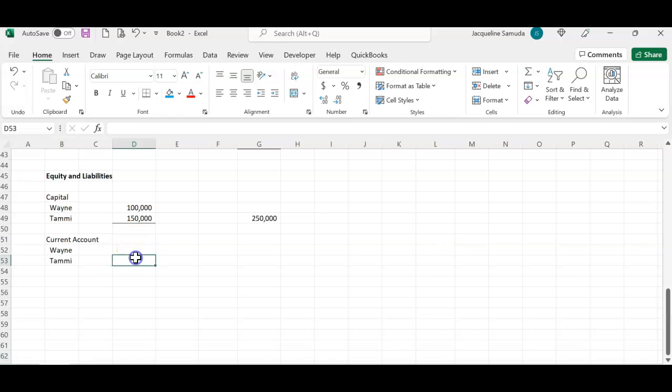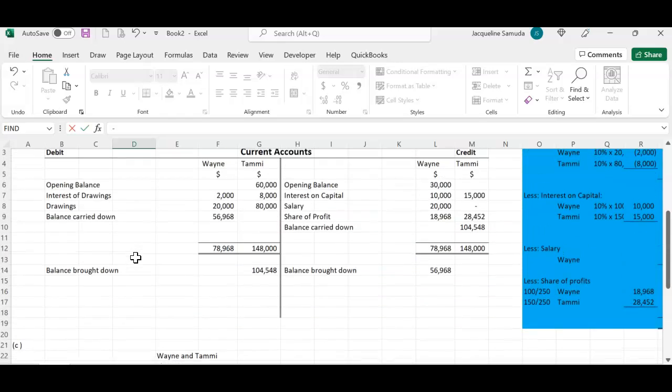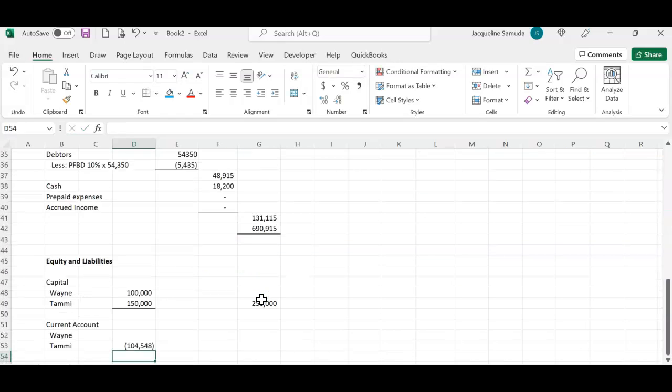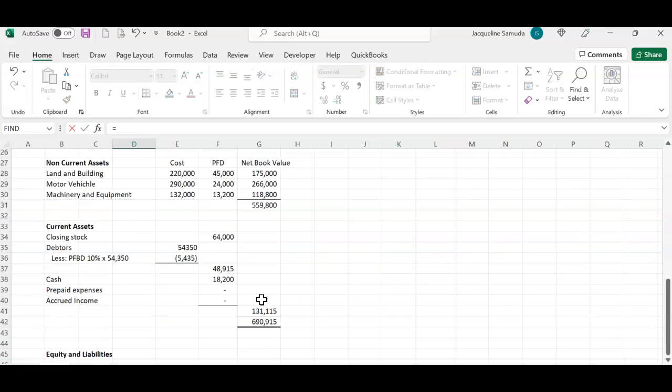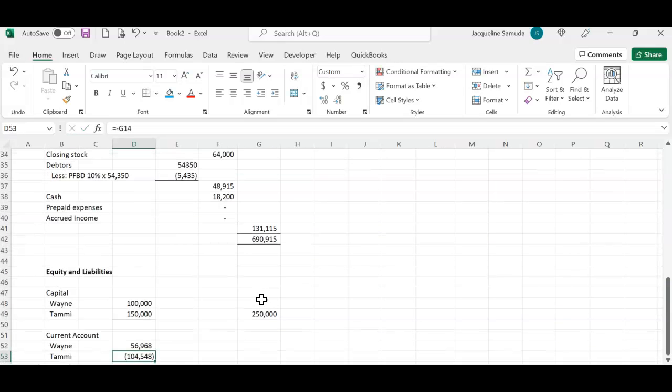Hers is a debit balance, right? And Wayne's is a credit balance. So his figure will show up as a positive in this document. So combined, we have a negative figure overall because of Tammi. So that's the equity. Now let's look at the liabilities.